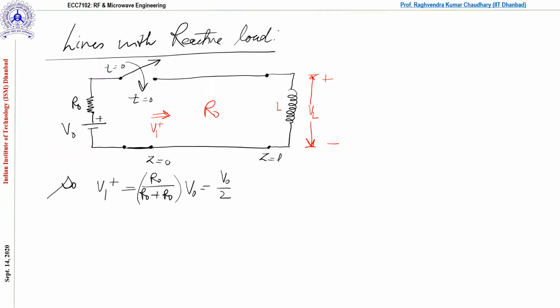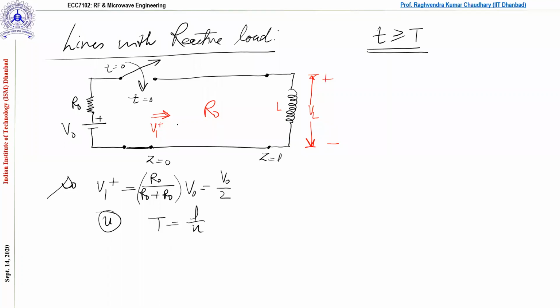This particular V plus is going to travel towards the load, and definitely the velocity will be u equal to 1 upon root LC. We know these things. You can also calculate the time period as l upon u. This is one time period to travel the length l of the transmission line. So what happens at t greater than or equal to T?